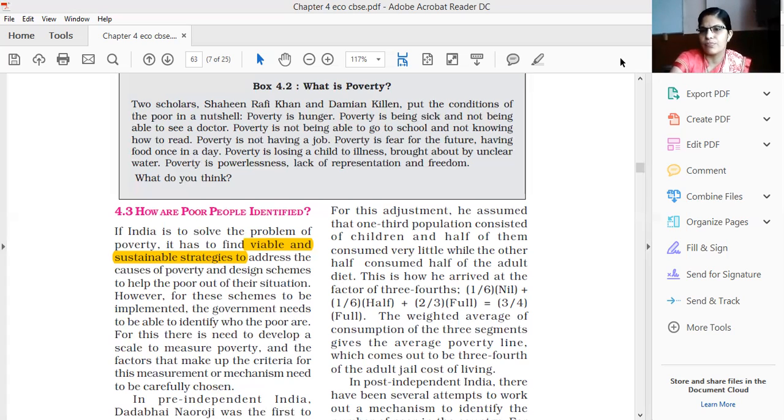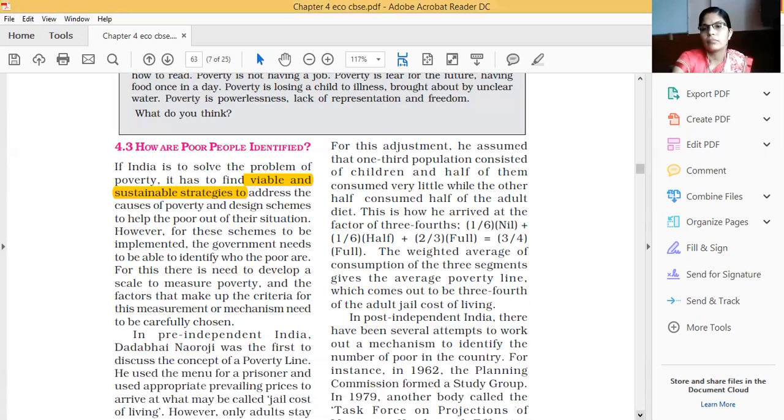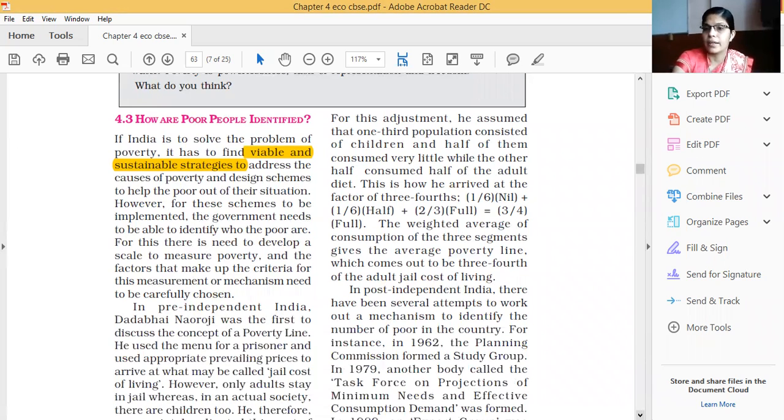So you have the question: has the government offered anything to reduce poverty? Yes, the government offered schemes, and now also offers them to decrease poverty. But because of many causes, even now it is a major problem of our country. So the government also needs to develop a scale to measure poverty, and the factors and criteria for the measurement or mechanism need to be carefully chosen.